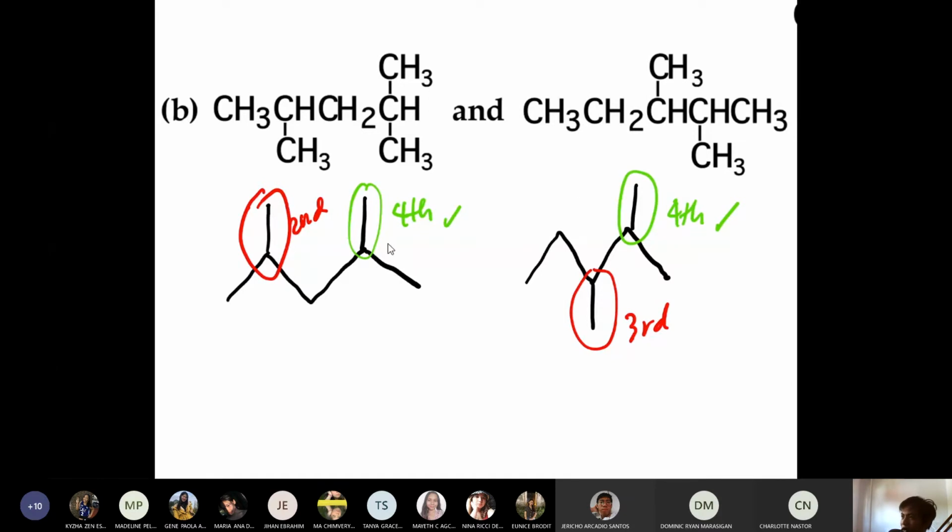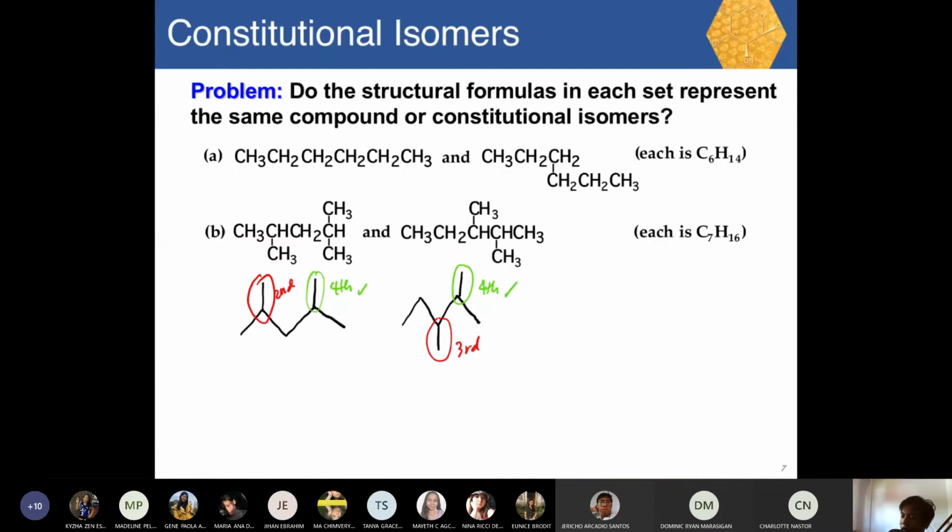Ito same lang. Parehas silang nasa fourth. However, ito at ayun, dun sila magkaiba. So, they are isomers. They're constitutional isomers because the CH3 here is connected to the second carbon, dito naman sa third carbon from the left. Okay? So, magkaibang compound yan. Okay? So, they are isomers.